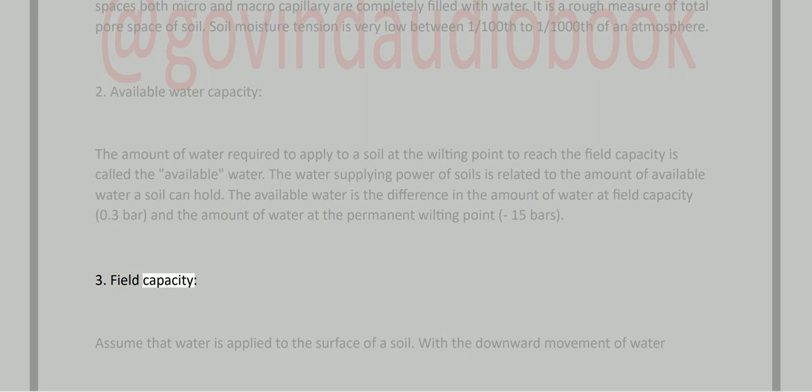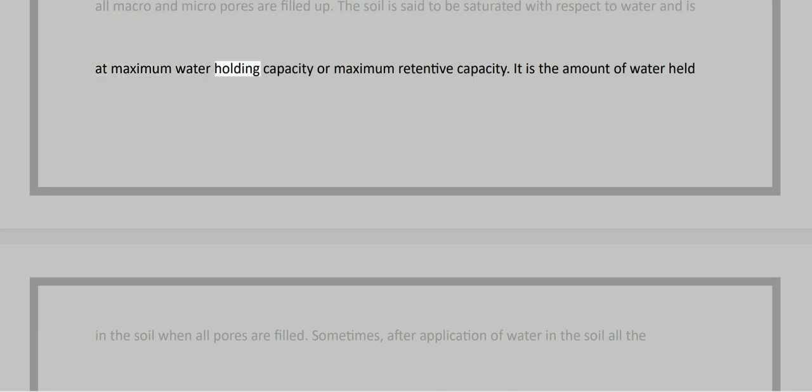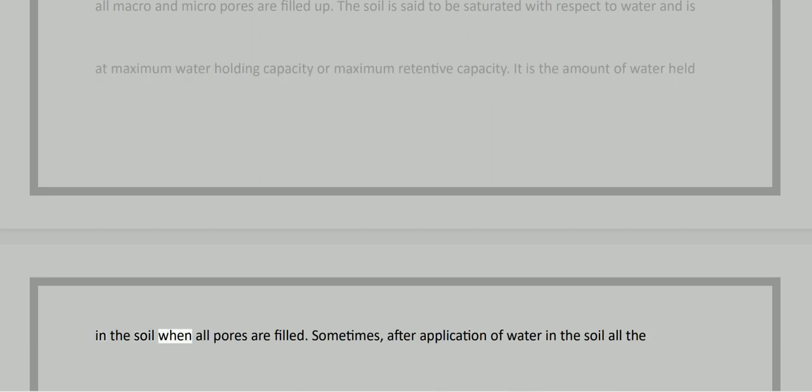3. Field capacity. Assume that water is applied to the surface of a soil. With the downward movement of water, all macro and micro pores are filled up. The soil is said to be saturated with respect to water and is at maximum water holding capacity or maximum retentive capacity. It is the amount of water held in the soil when all pores are filled.